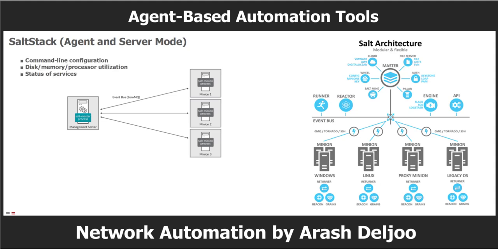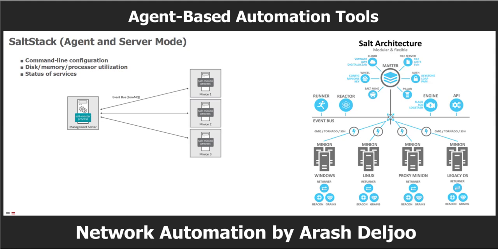A reactor lives on the master and listens for any type of change in the node or device that differs from the desired state or configuration. Actually, a reactor tries to find differences between the state or configuration between, for example, the minion and the server. These changes include the following: command line configuration change, disk, memory, or processor utilization change, and also status of services.